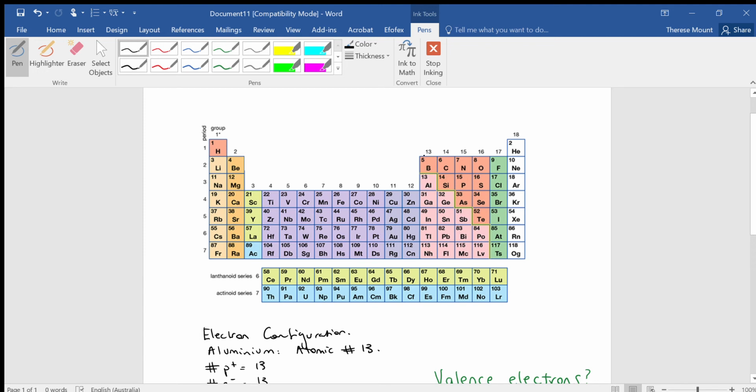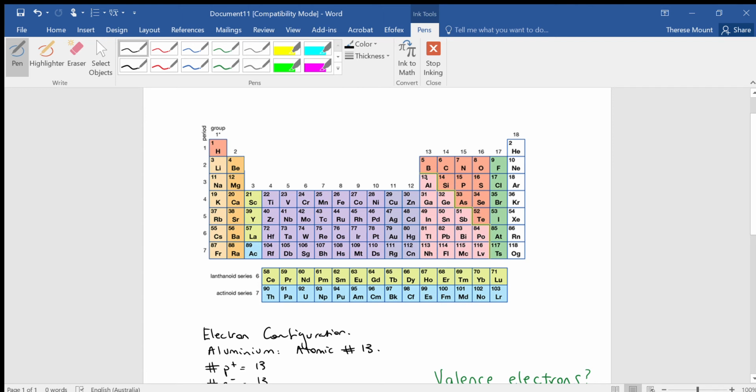So if you're in the same group, you have the same number of valence electrons. So group 1, all of these elements have 1 valence electron. Group 2 have 2 valence electrons. Group 3, all of these elements have 3 valence electrons. Group 4 or 14 have 4 valence electrons, etc. Okay, so aluminium, group 13, it has 3 valence electrons, as we saw when we drew it out.